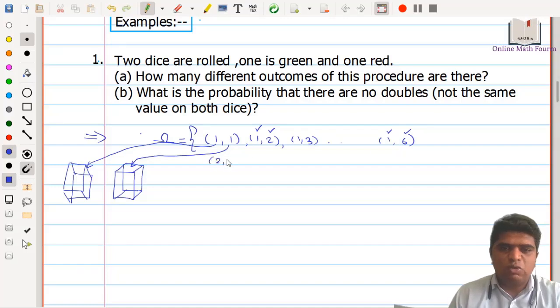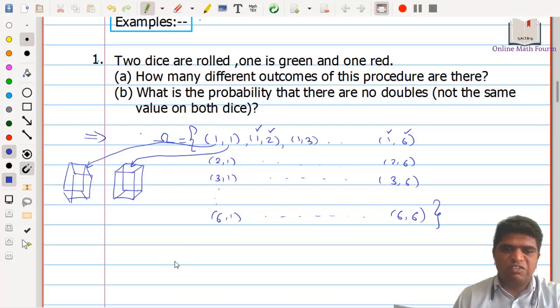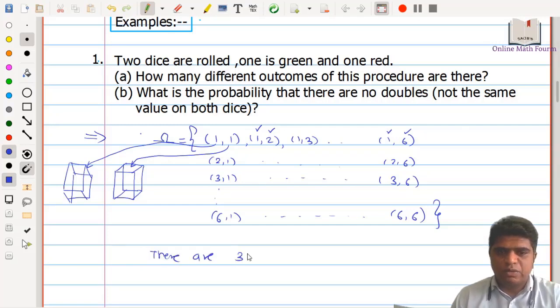Similarly 2,1 up to 2,6. Similarly 3,1 up to 3,6, and so on through 6,1 up to 6,6. These are a total of 36 different outcomes. So the solution is: there are 36 different outcomes for this procedure.